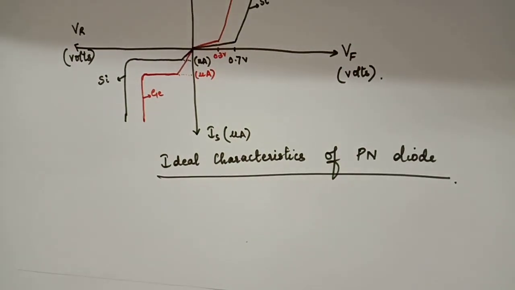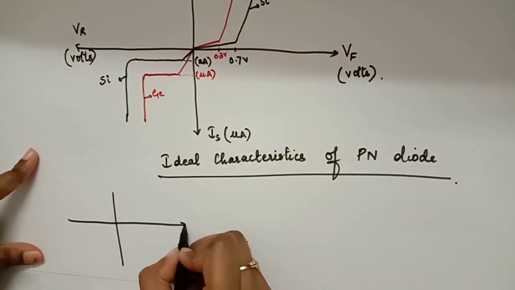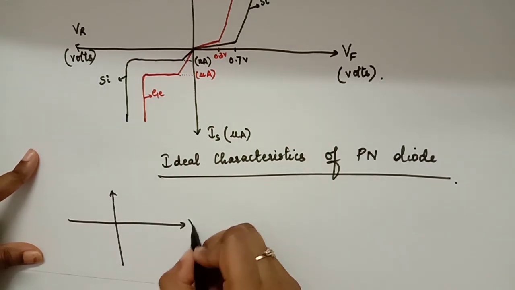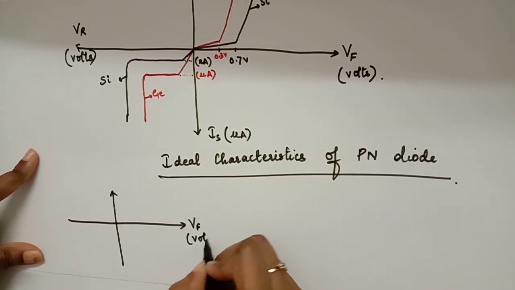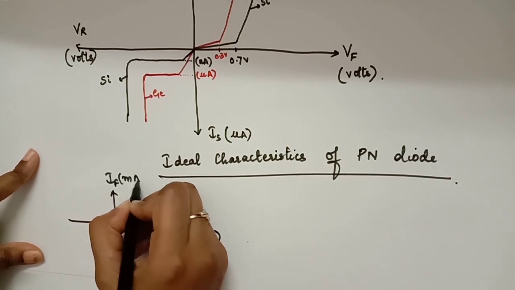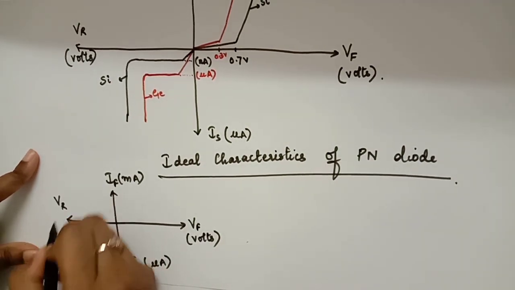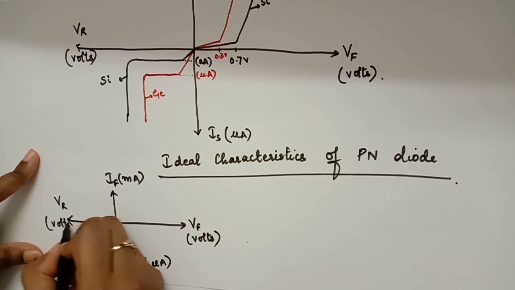So ideal characteristics of PN diode. Let me quickly draw the practical characteristics. Prepare the axis first of all. VF volts, IF milliampere, IS microampere, VR reverse voltage volts. Prepare the axis.